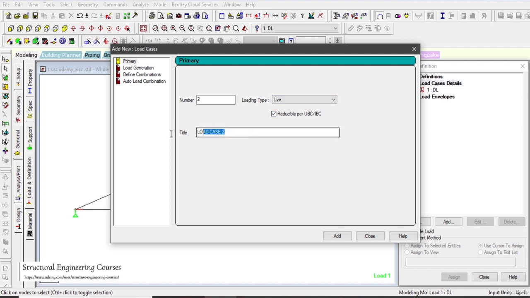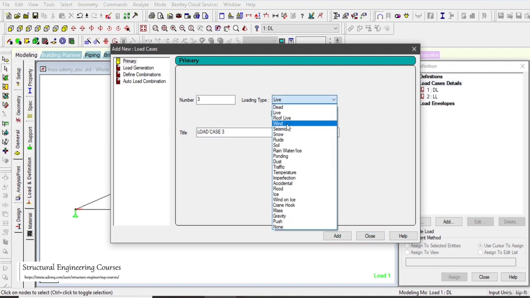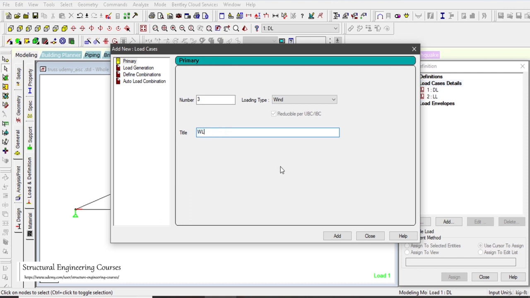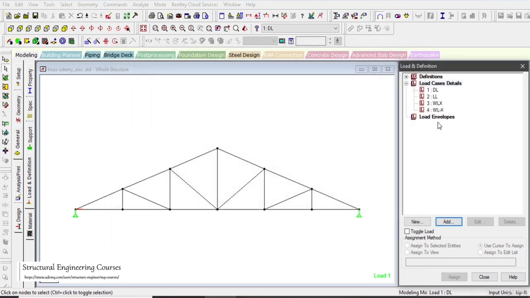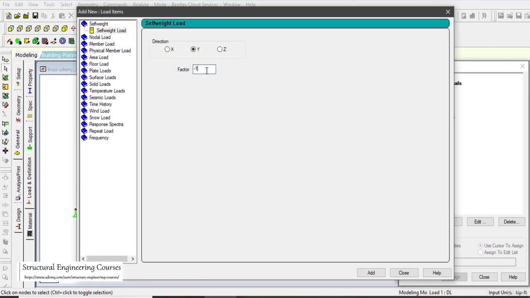After that we can consider live loading also, and then we can consider the wind loading also. So wind load X we can consider, and wind load minus X we can consider. So under the dead load we can go for the self weight option, that is Y we can consider as minus 1.05.